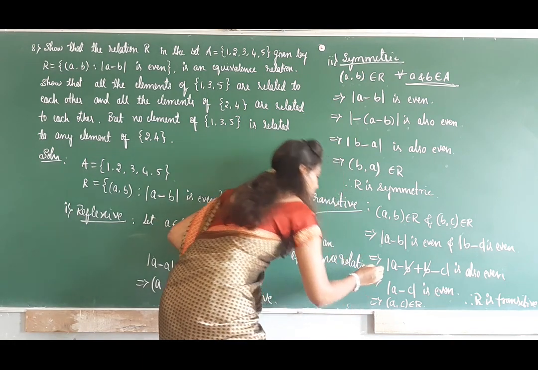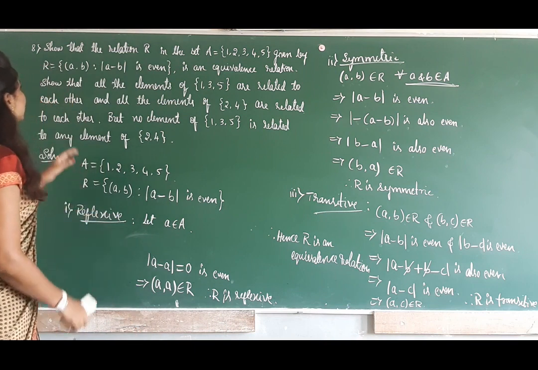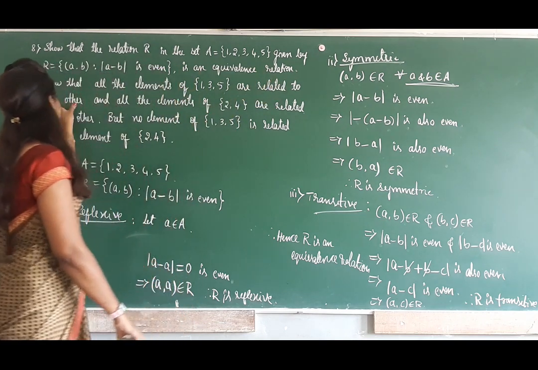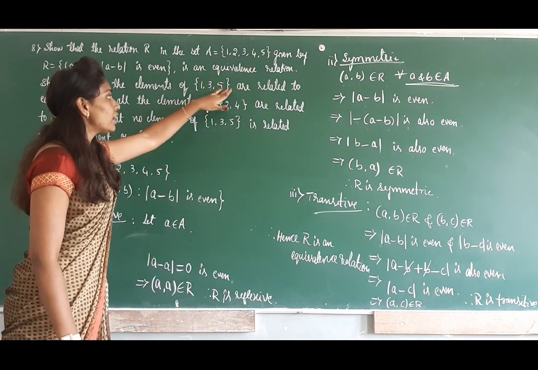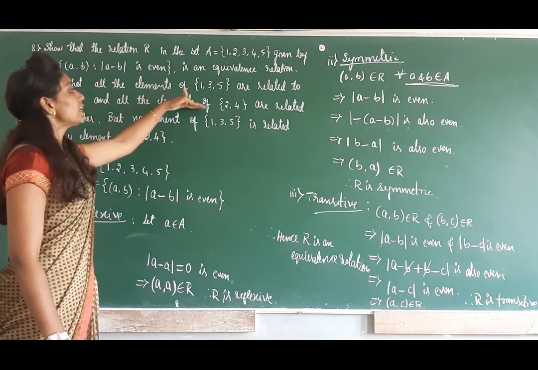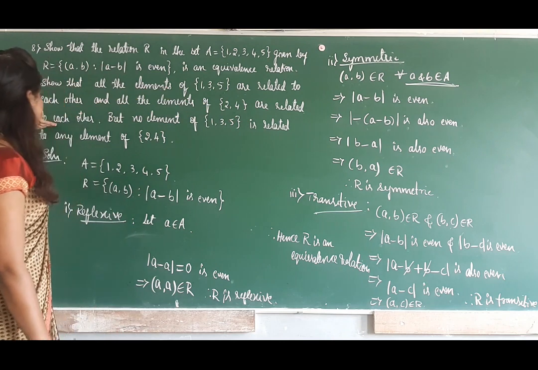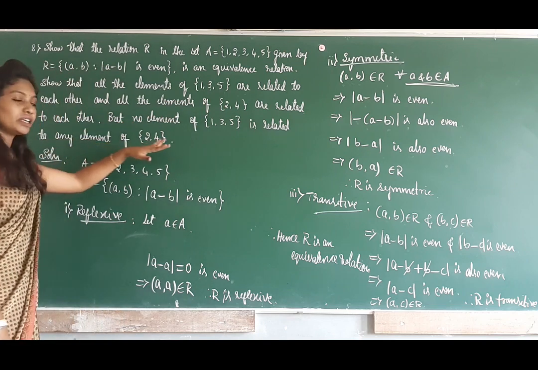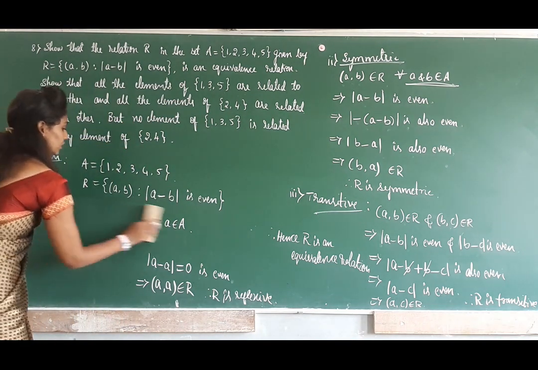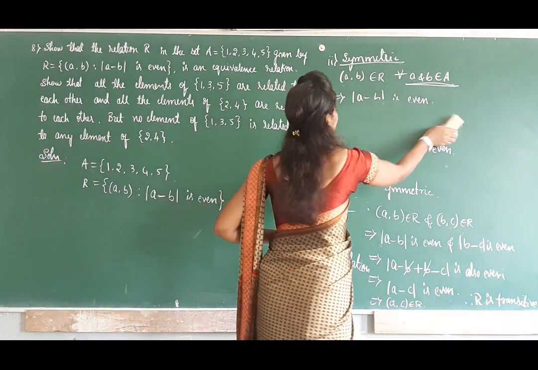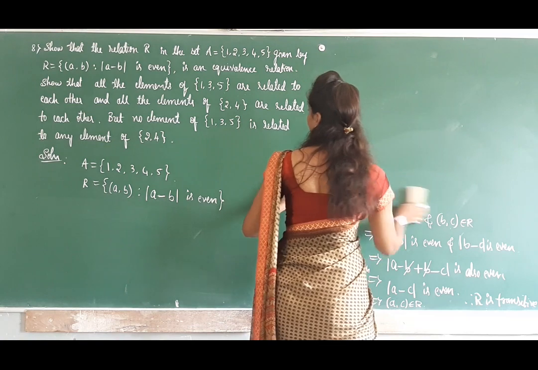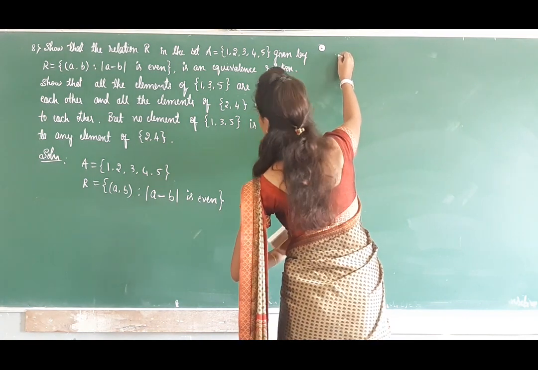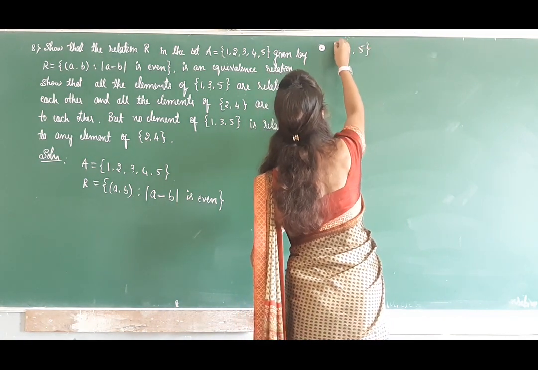This is the first part of our question. And the second part is show that all the elements of 1, 3, 5 are related to each other and all the elements of 2, 4 are related to each other. Second part, 1, 3, 5.